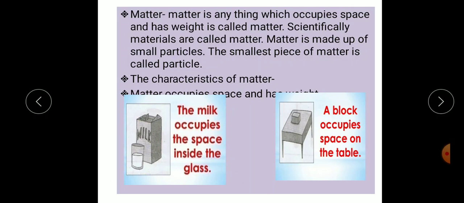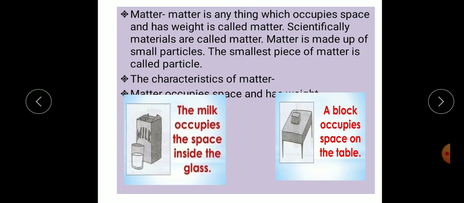Next, matter is anything which occupies space and has weight. Scientifically, materials are called matter. Matter is made up of small particles. The smallest piece of matter is called a particle. The characteristics of matter are that matter occupies space and has weight.